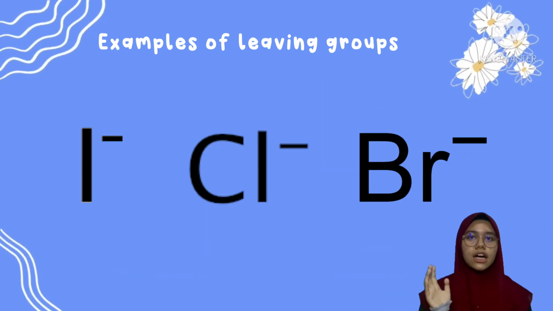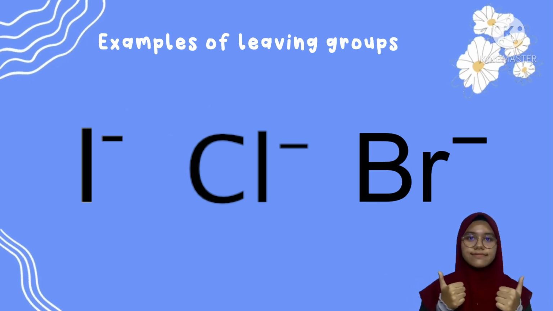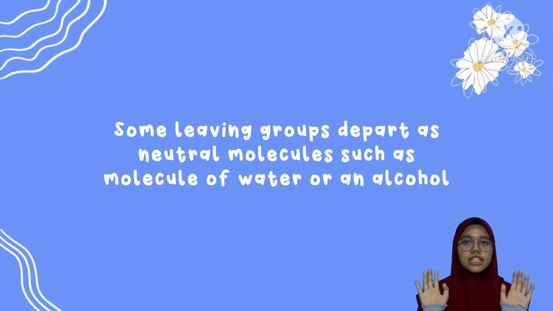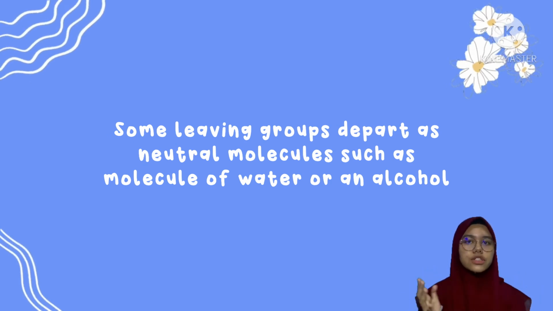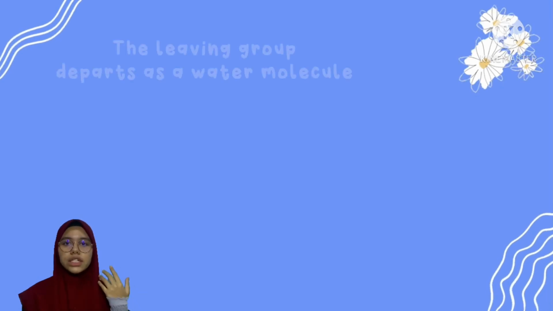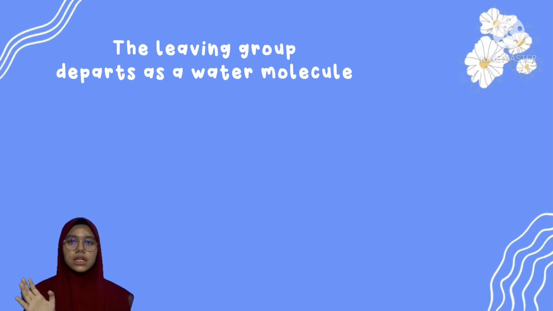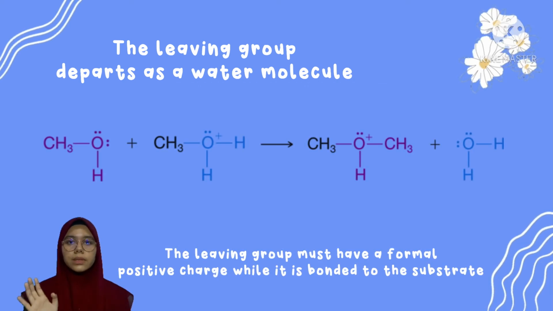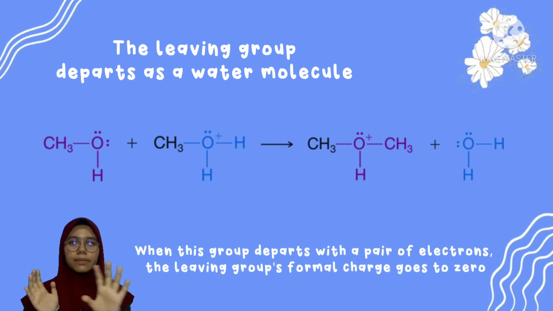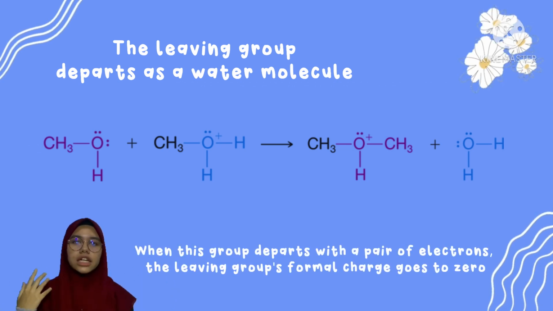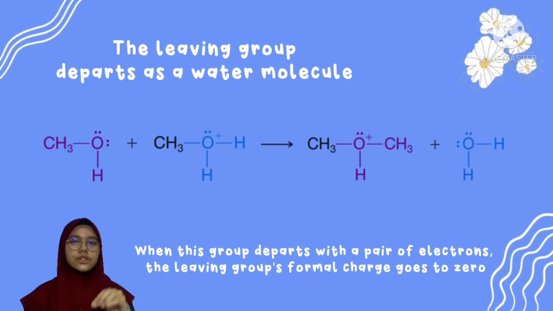Halide anions are weak bases, and therefore halogens are good leaving groups. Some leaving groups depart as neutral molecules, such as molecules of water or an alcohol. I will show you an example where the leaving group departs as a water molecule. For this to be possible, the leaving group must have a formal positive charge when it is bonded to the substrate. When this group departs with a pair of electrons, the leaving group's formal charge goes to 0.